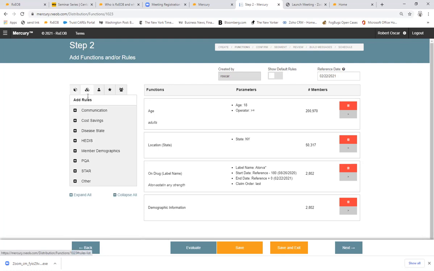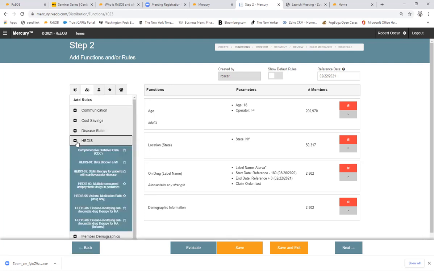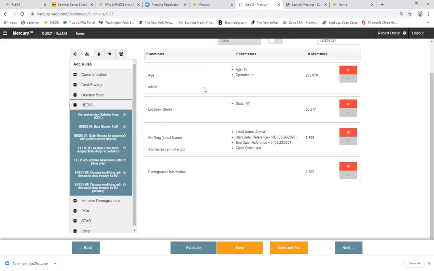We could pick rules that have already been created. So maybe there's HEDIS rules, things like beta blockers after an MI, and those can become much more complicated. In this case, we took the 250,000 people, about 200,000 are 18 and over, about 50,000 are in New York in this particular plan, of which about 2,000 have an atorvastatin prescription in the last 180 days.